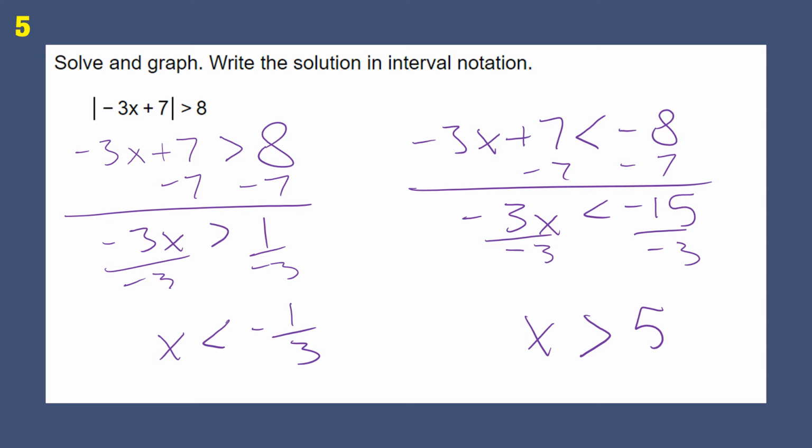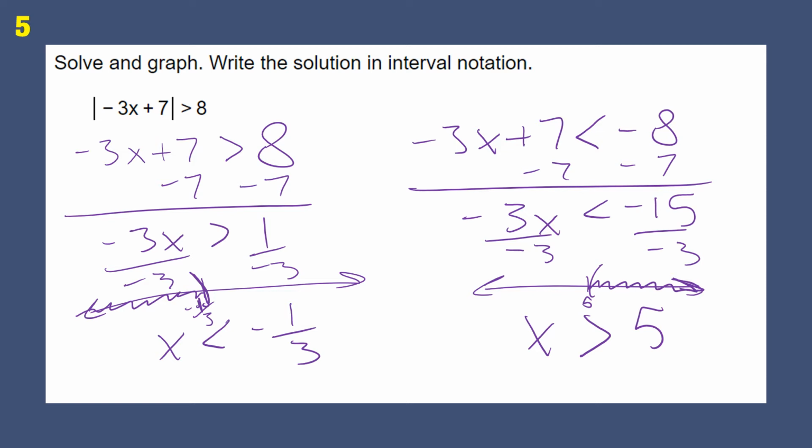So in order to graph that, I'm going to graph each of them separately and then put the graphs together. The first graph is going to be x is less than -1/3. So I'm going to go to -1/3, and it's less than that. That means I'm going to go left. This one says x is greater than 5, so I'm going to go to 5, and it's going to be greater than 5. Okay, so these are actually going in opposite directions.